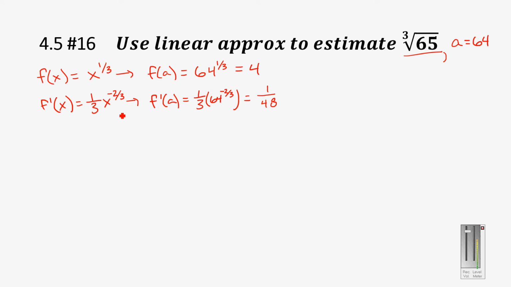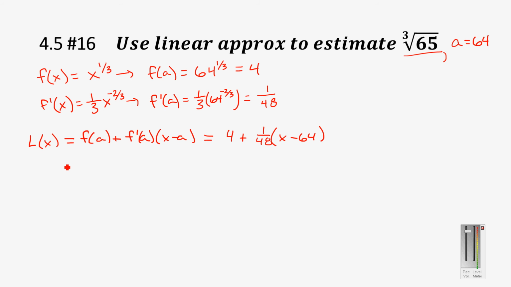All right. So now I have both of those, and we know from our formula for linear approximation that it's equal to f of a plus f prime of a times x minus a. And that comes again from point slope form. Okay? And so in this case, we can take our numbers. f of a is 4, plus f prime of a is 1 over 48, times x minus a, which is 64. x minus 64. And that's what I come up with.